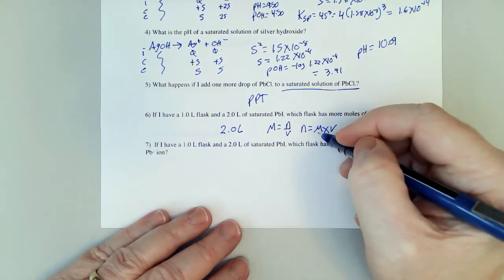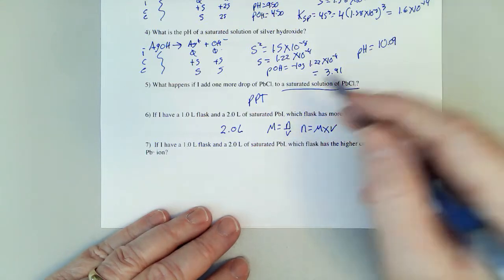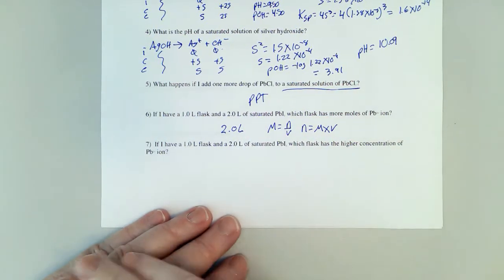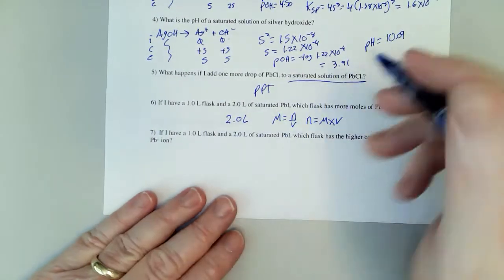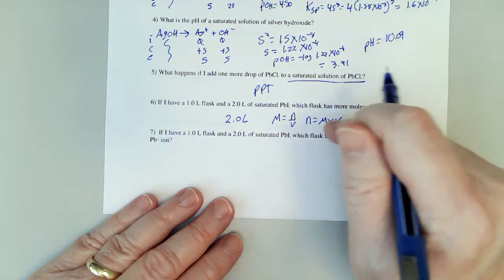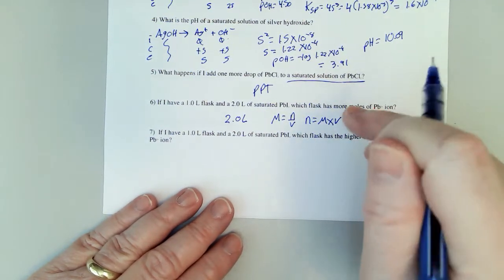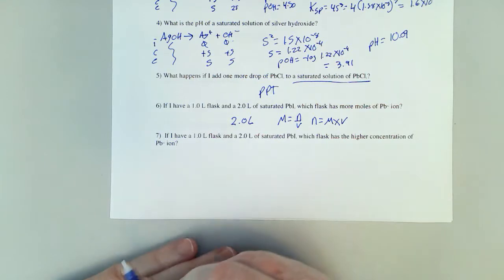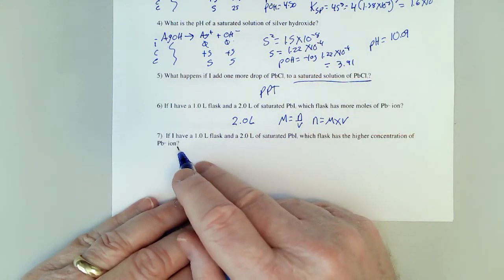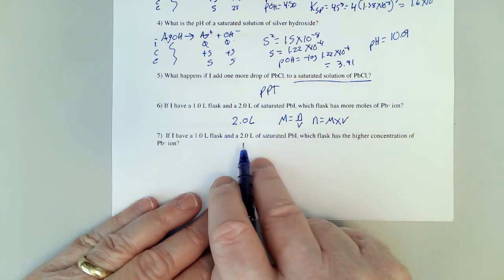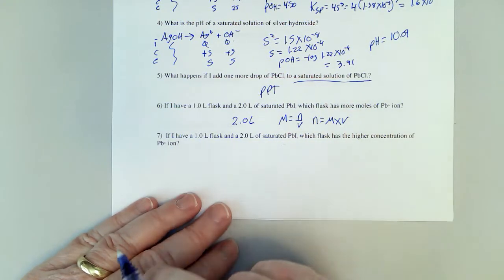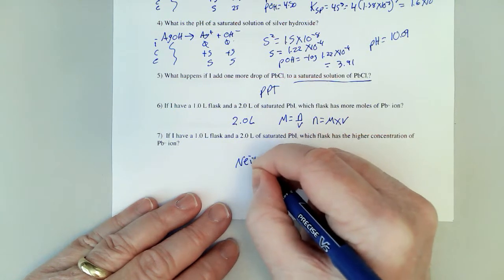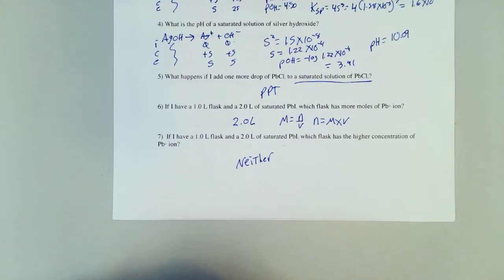Now, the molarity of the Pb2+ is the same in both because it's saturated. I could figure that out with an ICE box. So all that's changing here is the volume. 1 times a number, 2 times the same number, 2 times it is your answer. So now, what if I have a 1 liter flask and a 2 liter flask with saturated PbI2? Which has the higher concentration of Pb2+? Neither. We just said they both have the same concentration because they're both saturated.